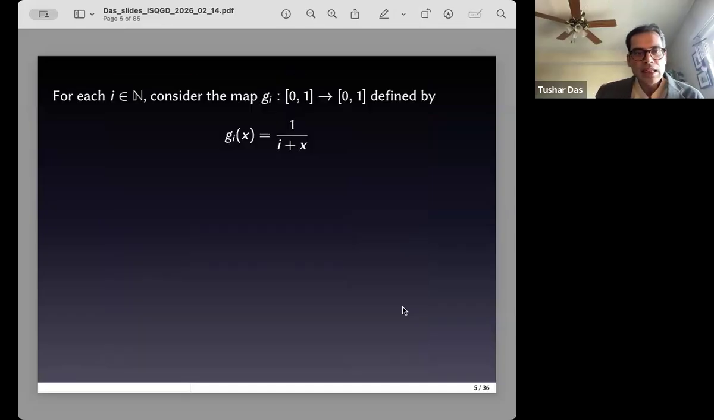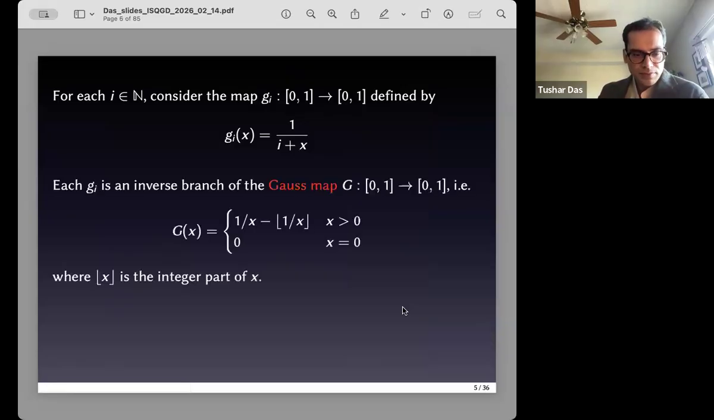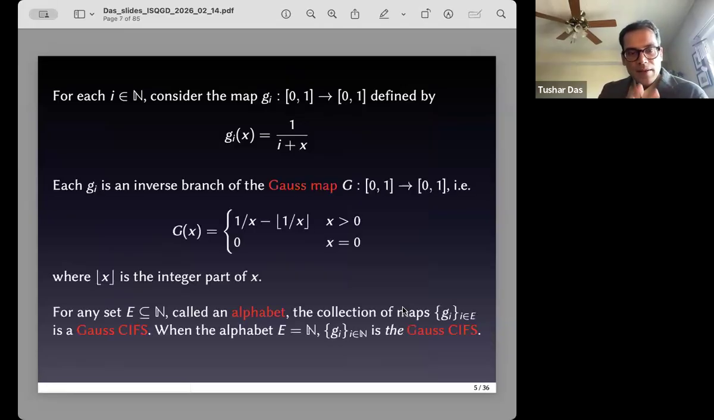So here are the details. We want to look at inverse branches of that 1 over x mod 1 map. And these inverse branches are of this form. For each positive integer i, you look at the Möbius map g_i, x maps to 1 over i plus x. And we're going to look at collections of these maps.